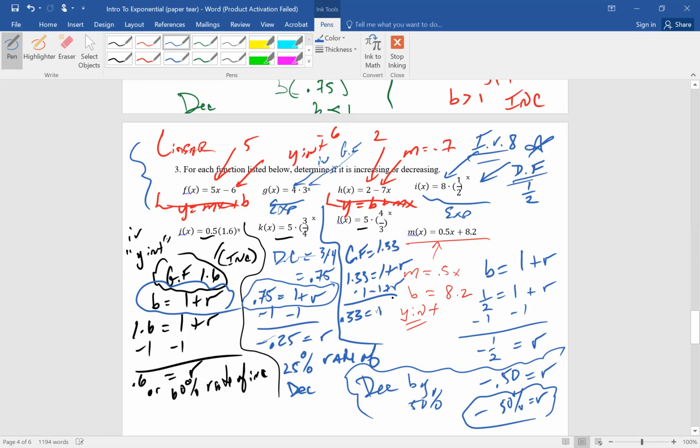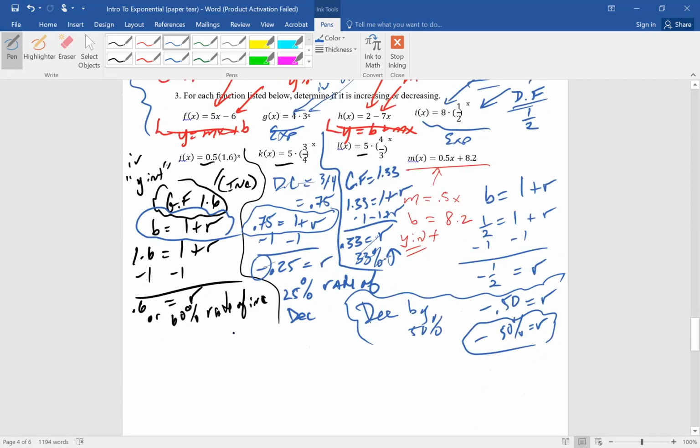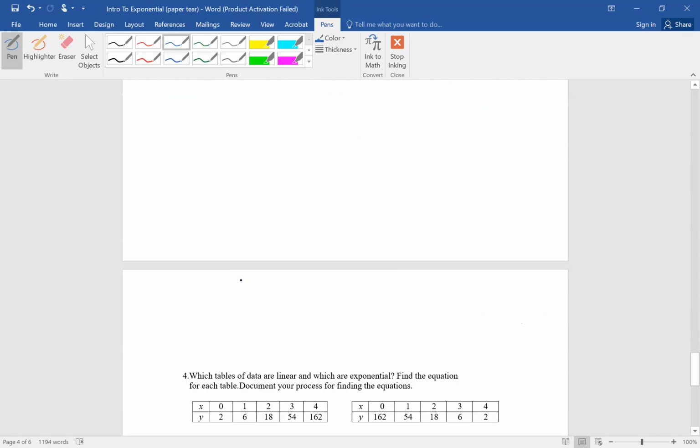But notice my rate is still increasing by 30%. And you can put an arrow going up or a minus like we did here to increase. But every time you talk about the rate, you need to talk about the percentage and if it's going up or down. Okay?